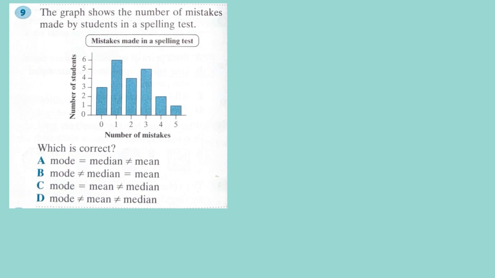Let's have a look at the mode first. The meaning of the mode is the greatest, the highest number. But we want to ask ourselves, what are we looking at the highest? Are we looking at the highest number of mistakes, or are we looking at the highest number of students? Here we're looking at the number of mistakes.